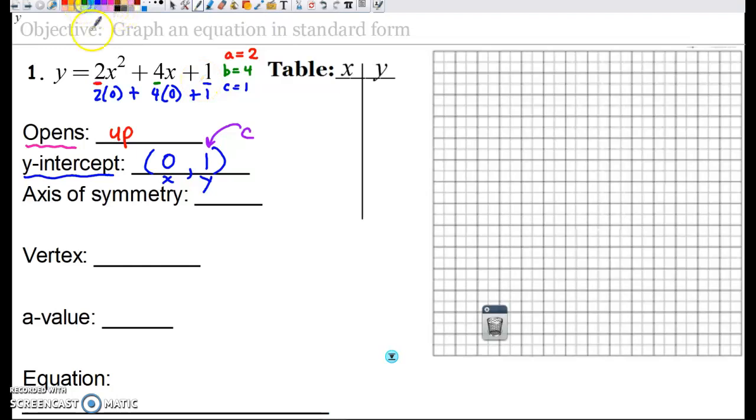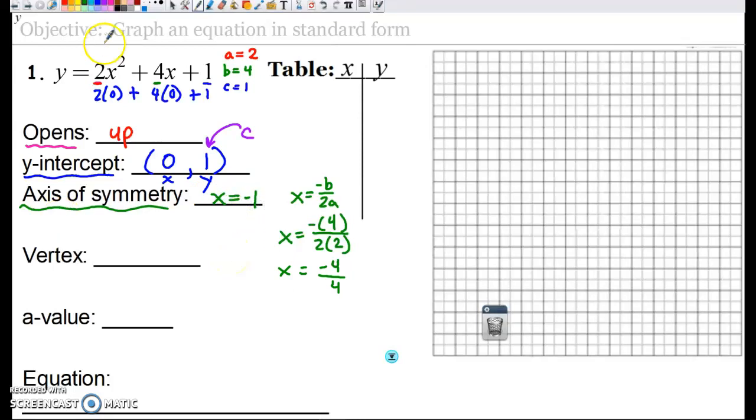To find the axis of symmetry, I use the equation x equals negative b divided by 2 times a. So I use x equals negative b. What's b? It's 4, divided by 2 times a, which is 2. So I have negative 4 over a positive 4. Negative 4 divided by positive 4 is negative 1. X equals negative 1.